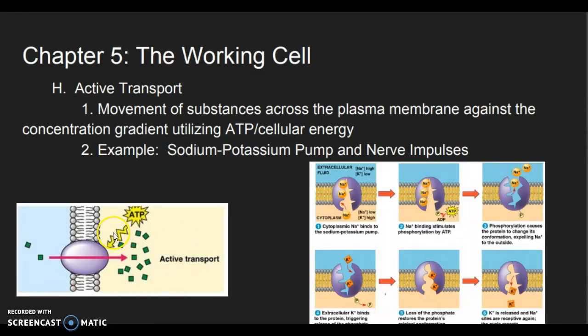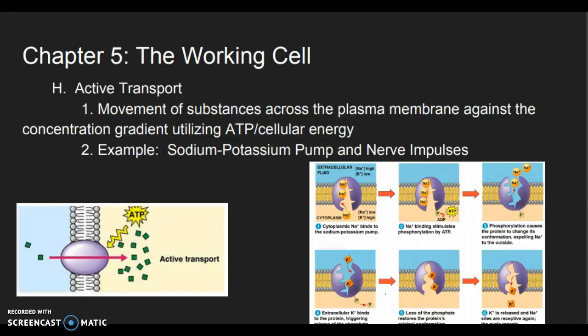Now, as you can see here, you can tell that this is an example of active transport solely because you can see that ATP is being used to help out this reaction and allow it to go. Now in this diagram, we can see the sodium-potassium pump. So here, cytoplasmic sodium is going to bind to the sodium-potassium pump, and on the outside in the extracellular fluid you have a high concentration of sodium and a low concentration of potassium, and on the inside of the cytoplasm you have a low concentration of sodium and a high concentration of potassium.